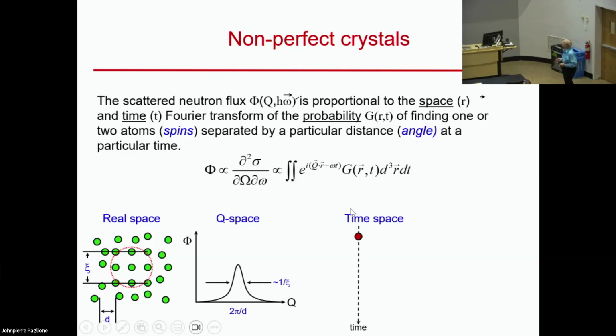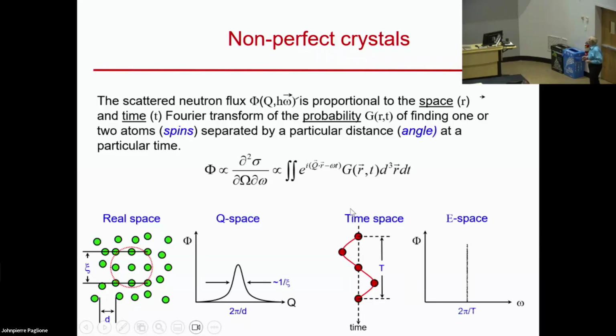Same thing with time. If you have an excitation, and all physicists love the one excitation that we can actually solve, the harmonic oscillator, right? So this has a period and an energy space. That's again just a delta function. But if you have a time dependence, then that gives you a width in energy space that you can also measure. So that's for imperfect crystals.